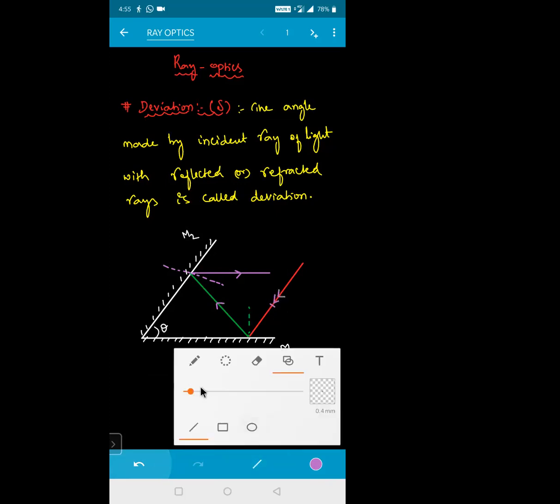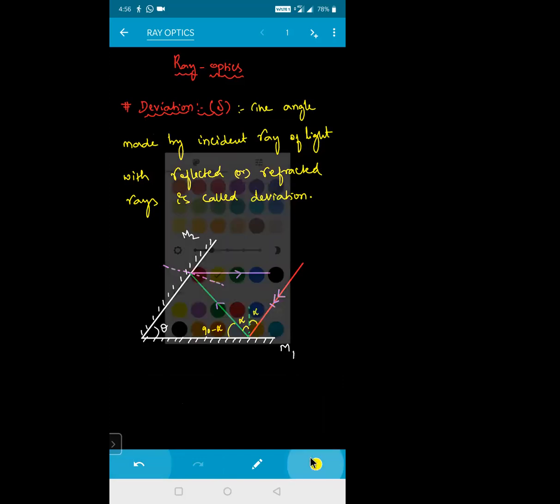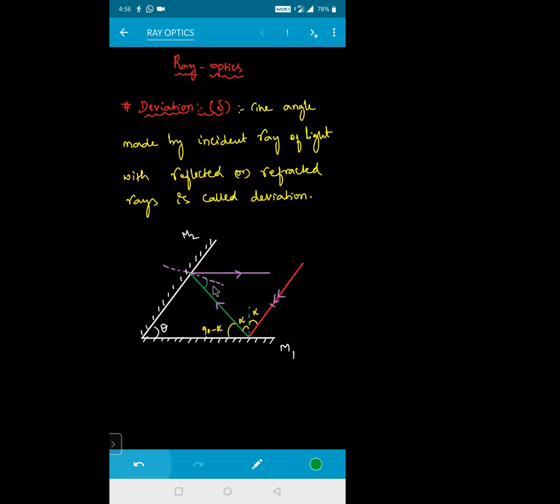Okay, so this is the given concept. This angle is equal to, say, alpha. This angle is also equal to alpha. If this is theta, and this one is, say, 90 minus alpha, then this will become 90 minus alpha. That angle, by alternate angles, is also 90 minus alpha. This one will be equal to 90 minus alpha.